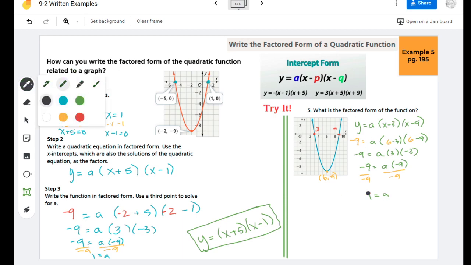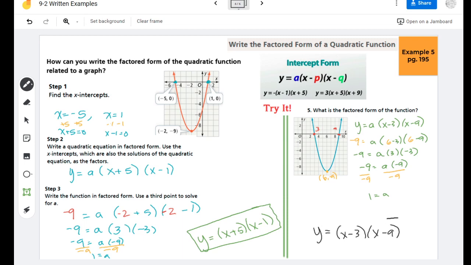So my final equation will look like y equals a, which is 1, times x minus 3 times x minus 9.